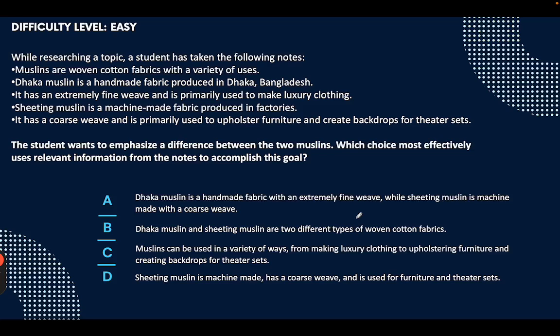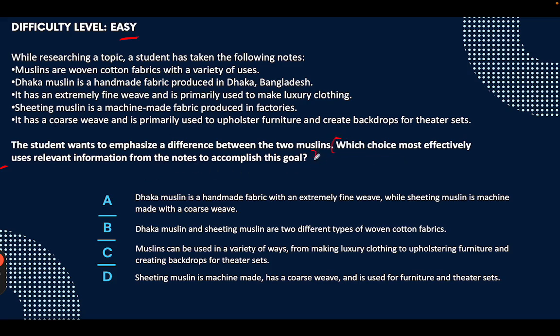Let's take up the first question. Now this is the easy difficulty level question. This is your question stem. So like the first step says, we will read the question stem. The student wants to emphasize a difference between the 2 muslins. Which choice most effectively uses relevant information from the notes to accomplish this goal?